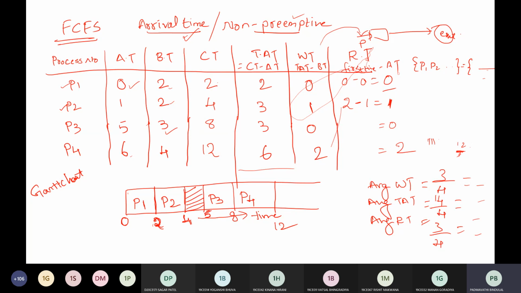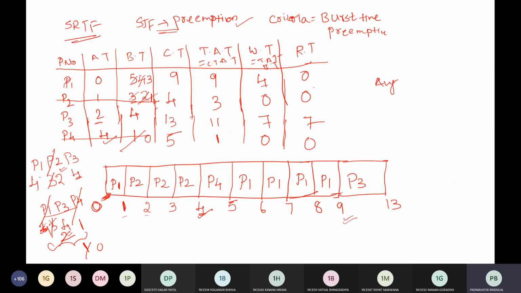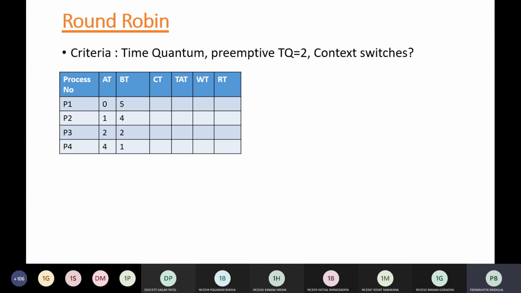So in the last lecture, we were discussing some scheduling algorithms. We have completed FCFS, that is first come first served, then shortest job first, and SRTF, that is shortest remaining time first. Now let's see other scheduling algorithms. One is round robin and another one is priority. First we will complete the numerical part of all the algorithms, and then we will discuss the theory, like when it is to be used, what the advantages and disadvantages are, and all those things.